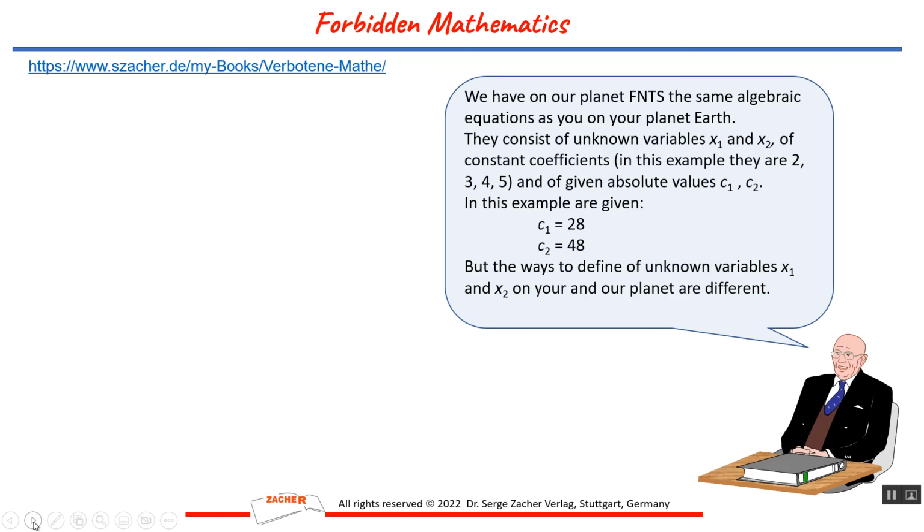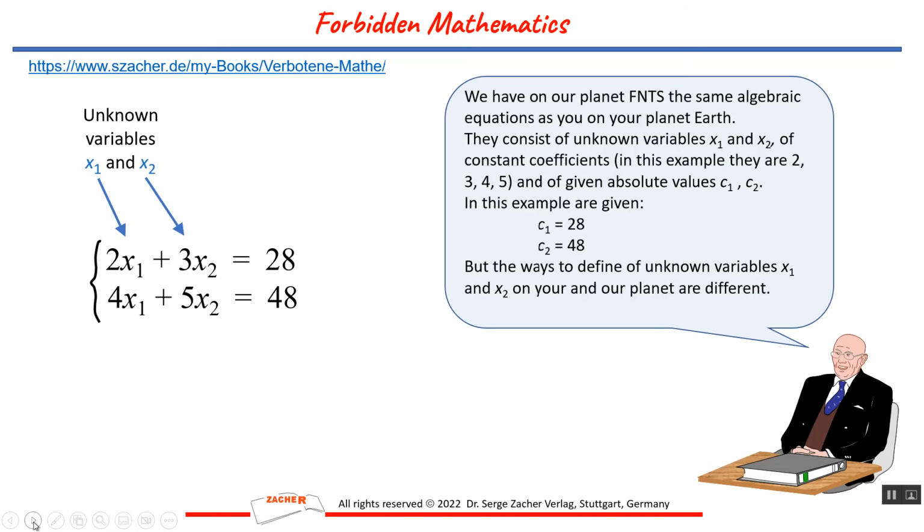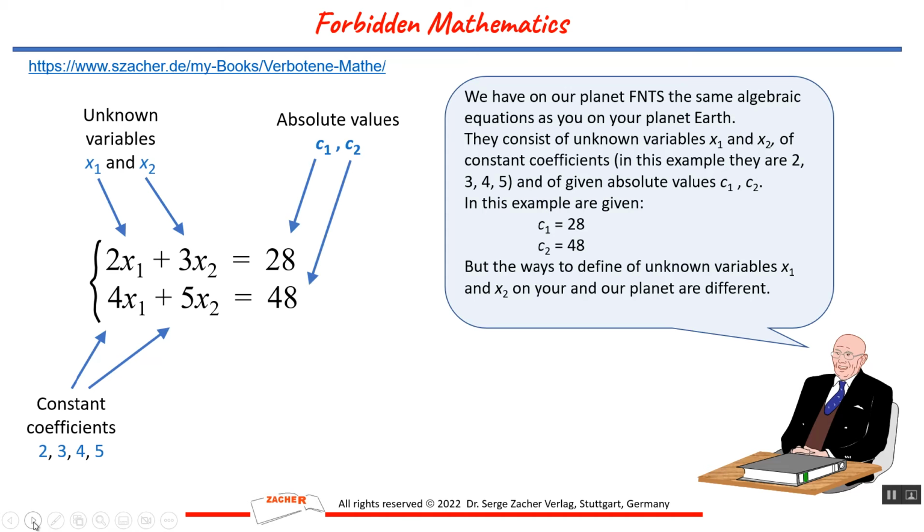We have on our planet FNTS the same algebraic equations as you on your planet Earth. They consist of unknown variables x1 and x2, of constant coefficients. In this example they are 2, 3, 4, 5, and of given absolute values c1, c2. In this example c1 equals 28, c2 equals 48. But the ways to define the unknown variables x1 and x2 on your planet and ours are different.